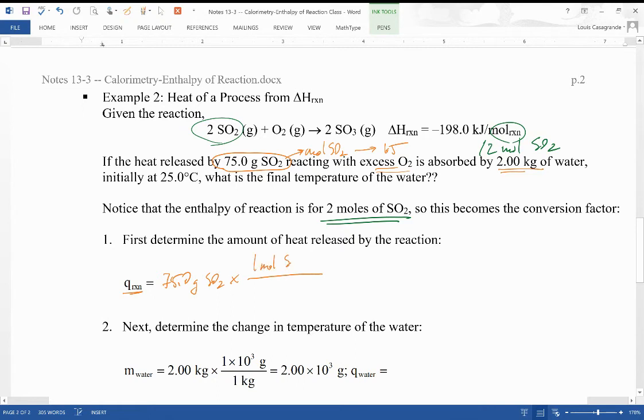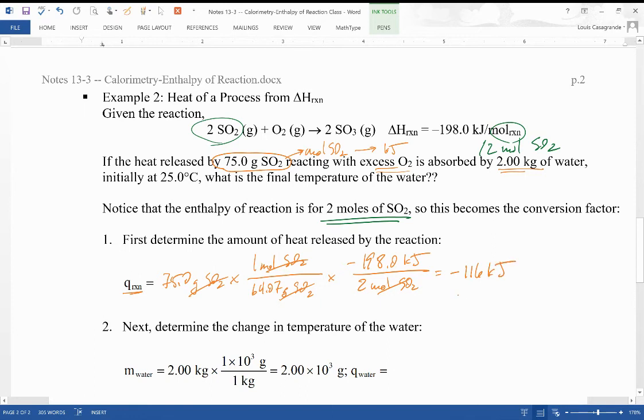Let's convert grams to moles. 1 mole of SO2. Again, I'll spot you the mass here, 64.07 grams of SO2. So grams of SO2 cancel out. Now we're going to have negative 198.0 kilojoules for every 2 moles of SO2. I want to keep that negative sign. So this is where the stoichiometry becomes important. Cancel out the moles of SO2. And if you did the math correctly, you should get negative 116 kilojoules.